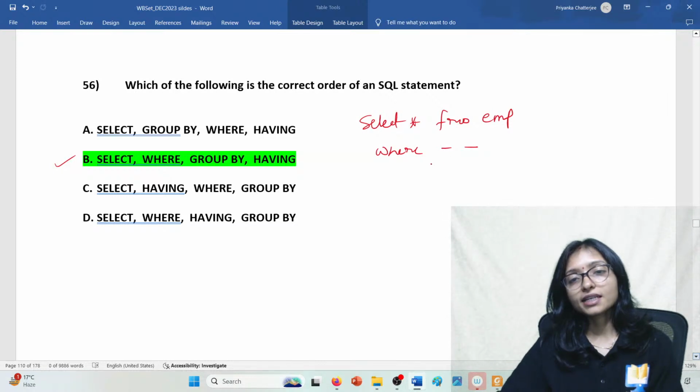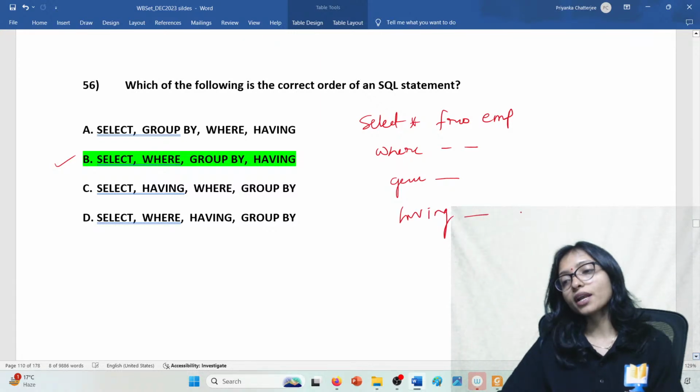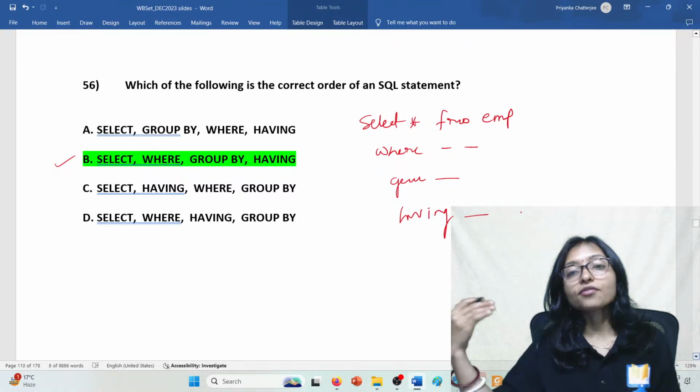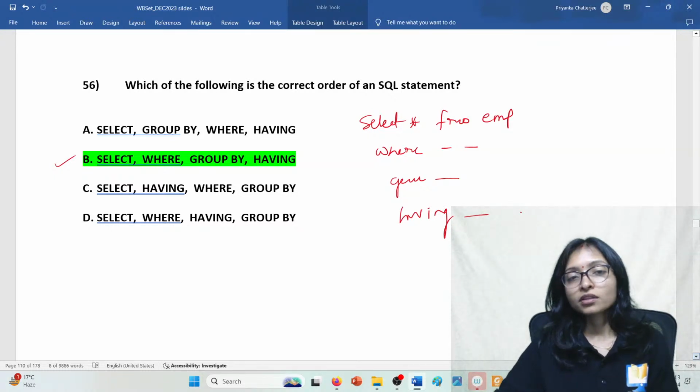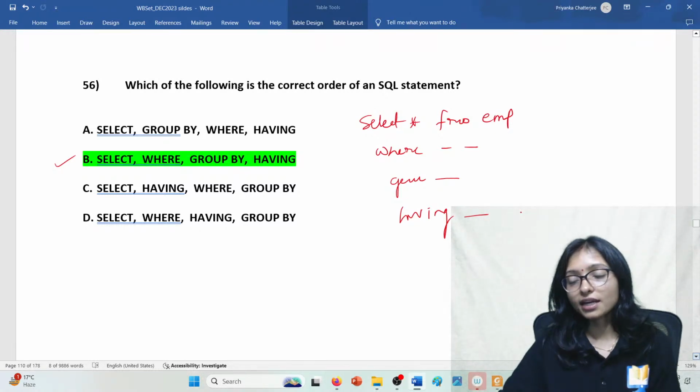condition you are writing, group by you are writing something, then having, like this way you are writing, right? Select star from this, where this, group by this, then having this. This is the way. This is the correct sequence. So that's why option B is the correct answer.